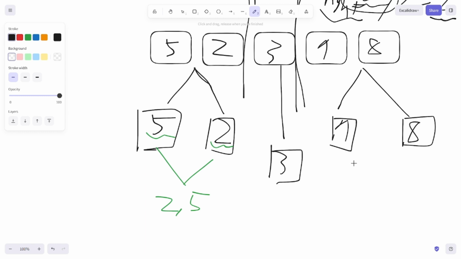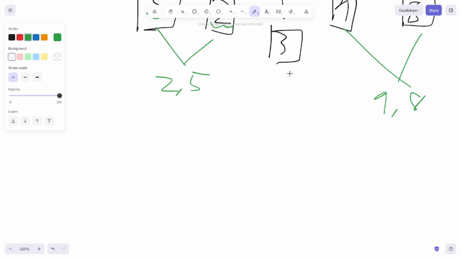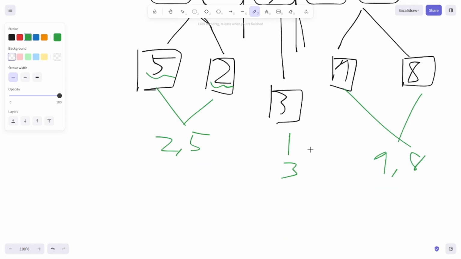Okay. And after this, we're going to compare 1 and 8. What's smaller, 1 or 8? 1 is going to be obviously smaller than 8. So this is how it's going to be. And now we come to this part.